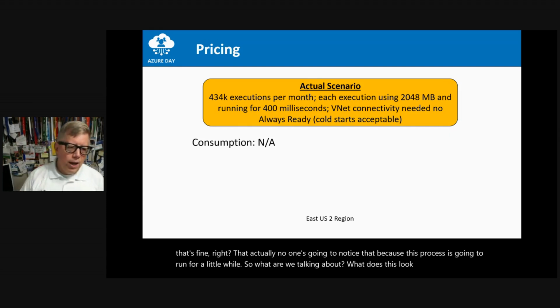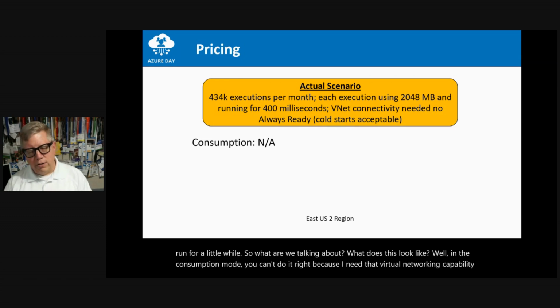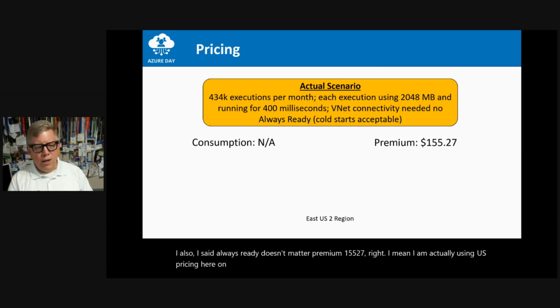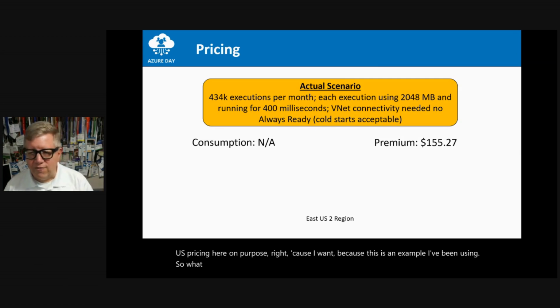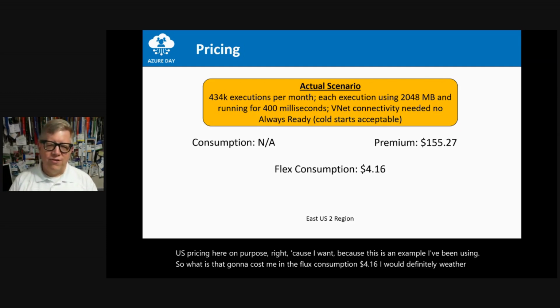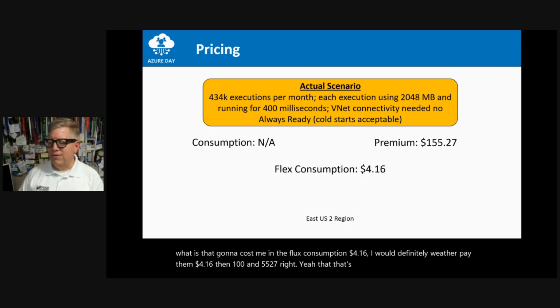Well, in the consumption model, you can't do it, right? Because I need that virtual networking capability. And always ready, doesn't matter. Premium, 155.27. And I am actually using US pricing here on purpose, because this is the example I've been using. So what is that going to cost me in the flex consumption? $4.16. I would definitely rather pay that $4.16 than $155.27. That's an easy decision to make.